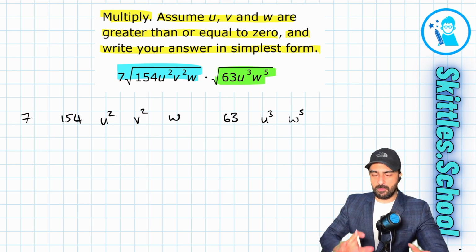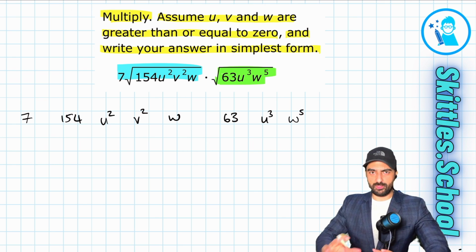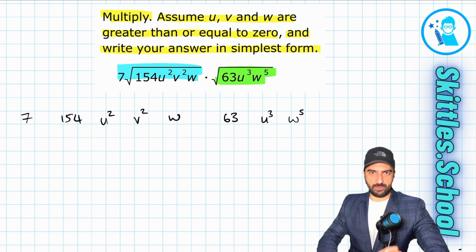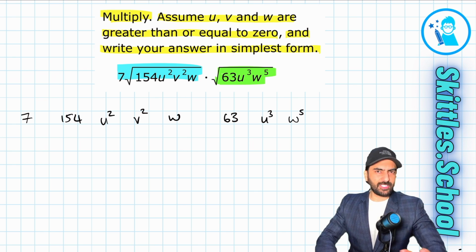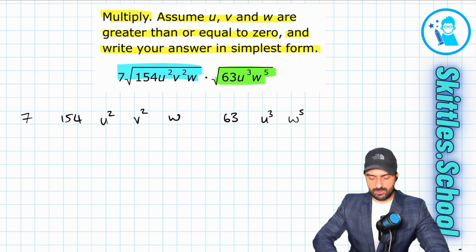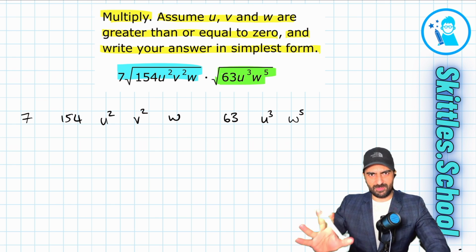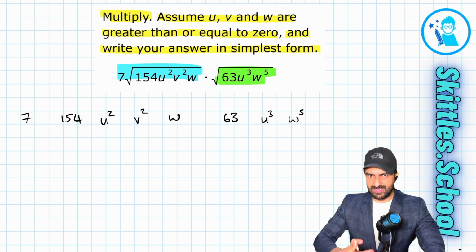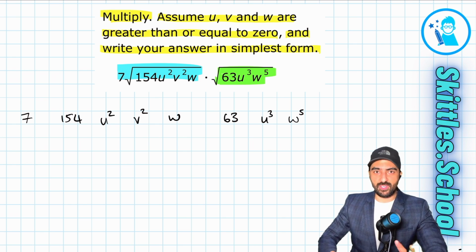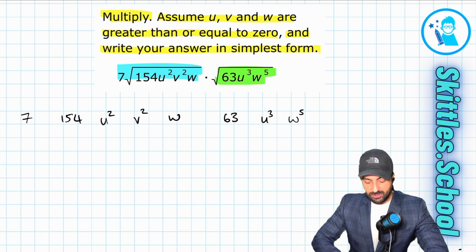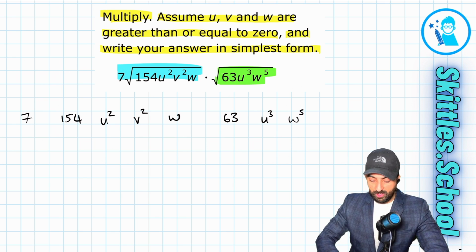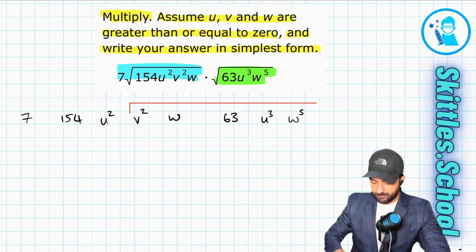Now we know that we're multiplying them together. When we multiply surds, we multiply the surd by the surd and the integer in front by the integer in front. Well, it's just a 7, and there's nothing in front of the other one, so that's a 1. So 7 times 1 is just 7. So that stays as it is. And with the surds, we multiply them together. So all I'm going to do is put them all under the same root.